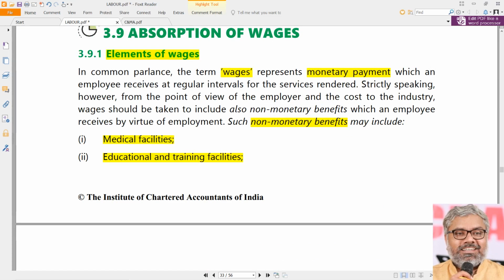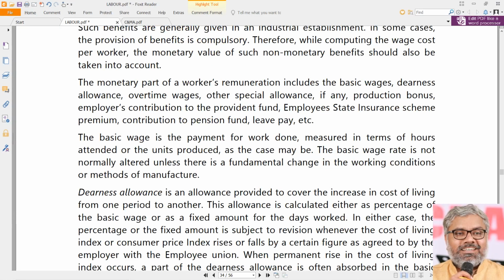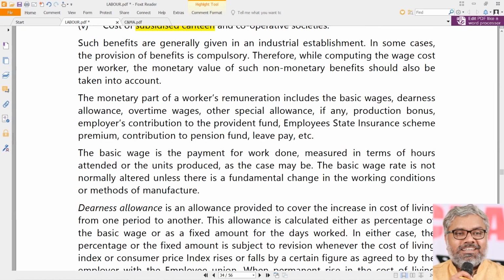So the essence to be understood is that elements of wages include monetary as well as non-monetary payments by the employer to the employee. Monetary payments can be called by different names. They can be allowances, different names possible. Basic wages, that is the basic salary sometimes we call. Like that there can be dearness allowance, overtime wages or any other special allowances can be given. Production bonus can be given sometimes.